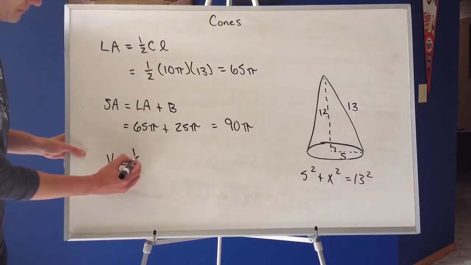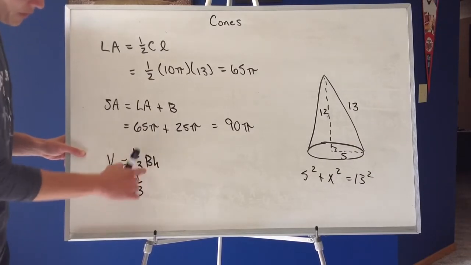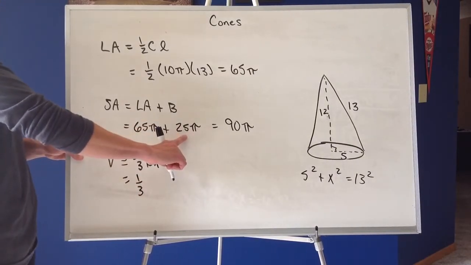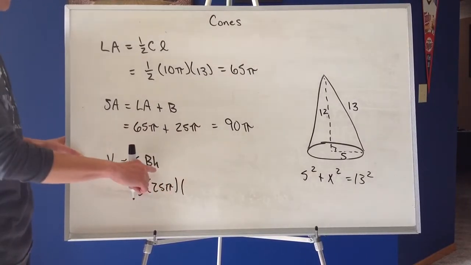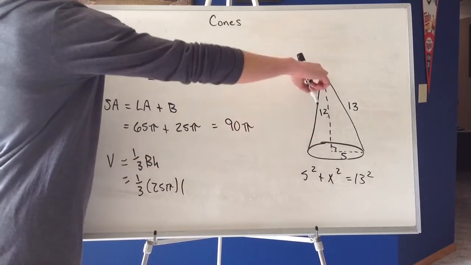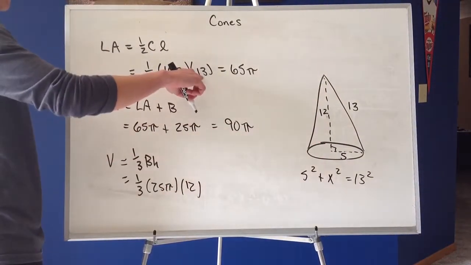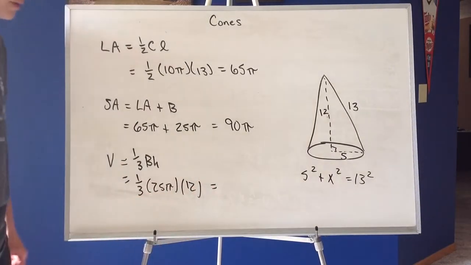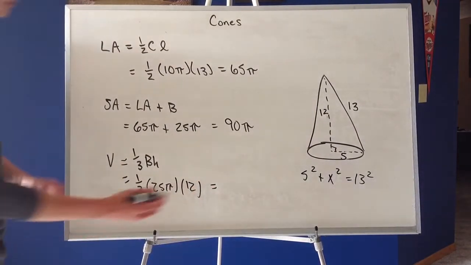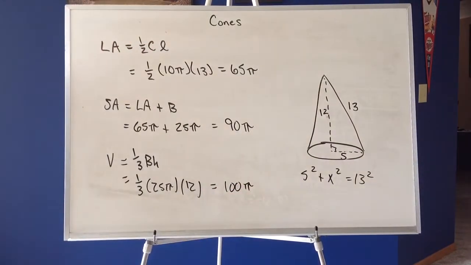Lastly, for volume, so area of base, that's the same as what I found right here, so it'd still be 25 pi times regular height. Remember, regular height is the one that goes directly down the middle. That would be 12. You don't use the same one. Okay, you did before, you don't anymore. So you'd go ahead and multiply those together and you would end up with 100 pi. Okay. And essentially that's how we work with cones.